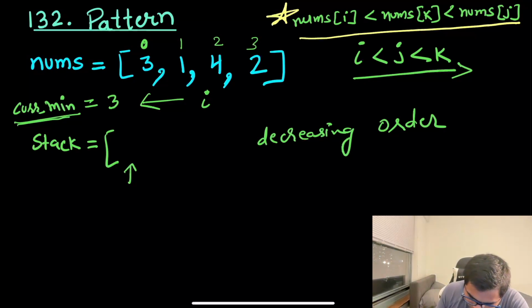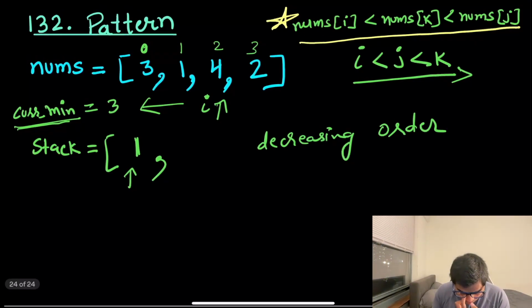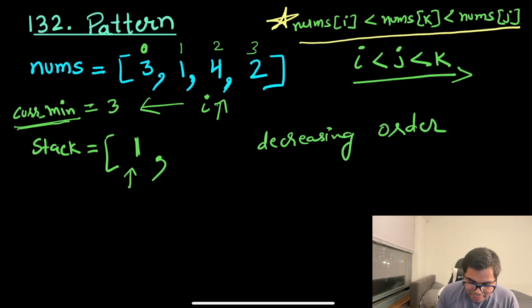Let me tell you how. I will start at the first index because I have assigned the 0th index to my current minimum. I'll append 1, then I come to 4, and I see the top of my stack is smaller than 4. So I'll keep popping until the top of the stack is no longer smaller than my current value. 4 is my current, so I'll pop 1, then I will append 4.